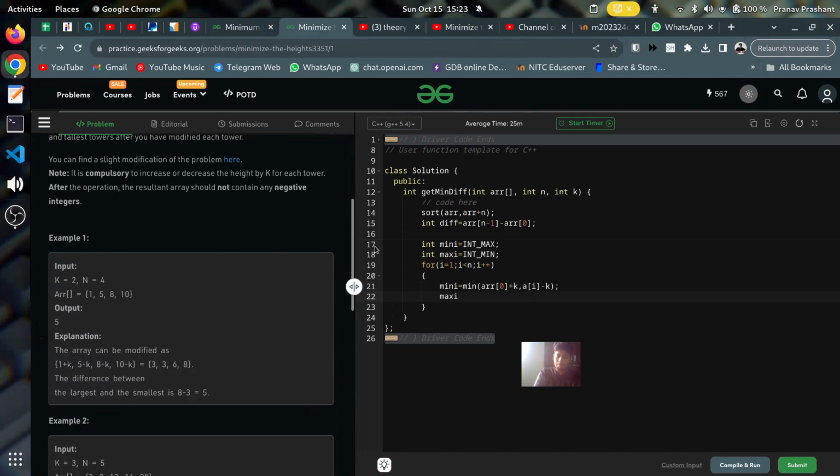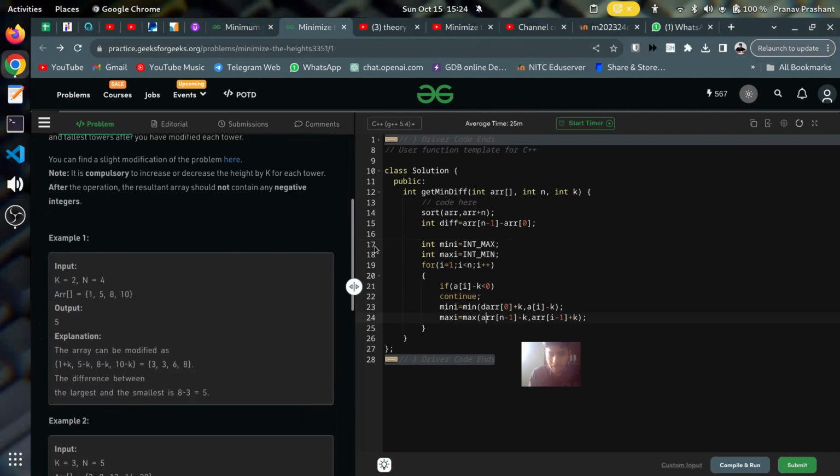Similarly, maxi is equal to the max of, but we'll subtract, since this is the highest element we have. Since you are already highest, we'll take something from you. For the rest of the elements, a of I minus 1, we'll do plus k. This is how it works. But then there is a case when a of I minus k can be negative, and we have to exclude all such cases. So if a of I minus k is less than 0, we do not consider this case, so we'll continue from it.